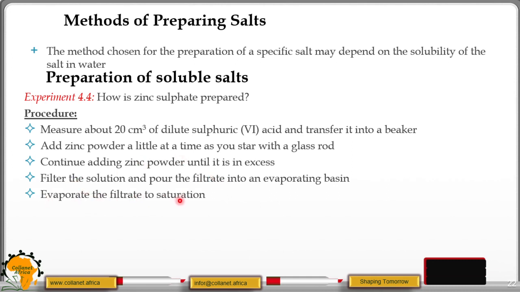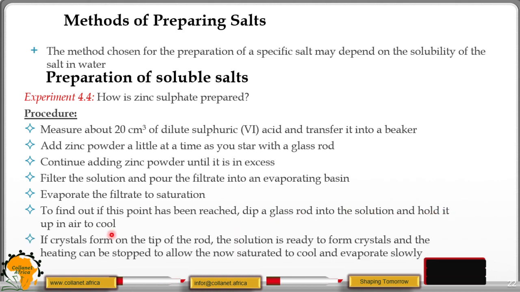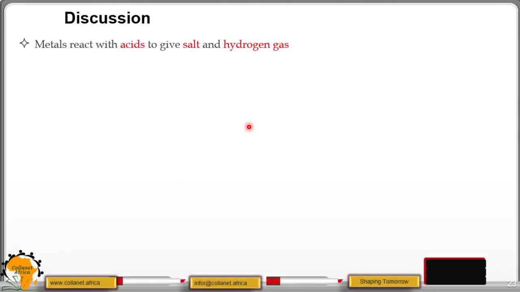Evaporate the filtrate to saturation. To find out if this point has been reached, dip a glass rod into the solution and hold it up in air to cool. If crystals form on the tip of the rod, the solution is ready to form crystals, and the heating can be stopped to allow the now saturated solution to cool and evaporate slowly.